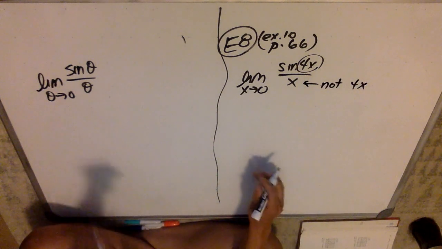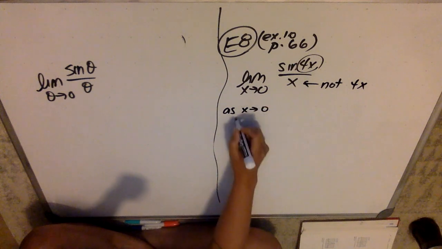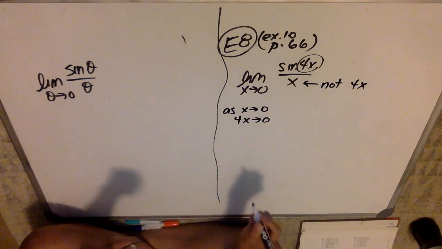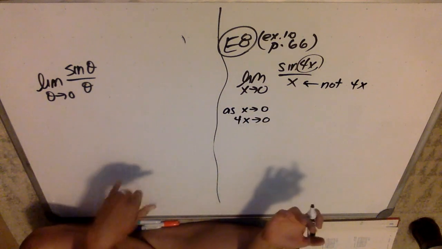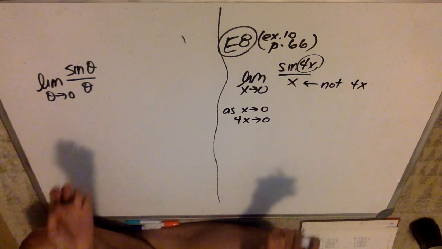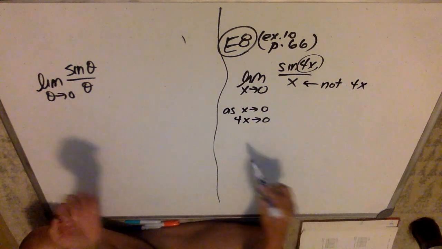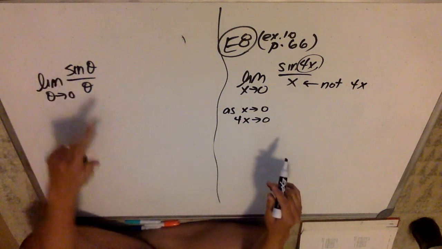But here's what I do know. I do know that as x approaches 0, 4x also has to approach 0, right? Because if your number is approaching 0, multiplying that number by 4 also makes it approach 0, right? So I know that if I were able to make the bottom a 4x, I could fit this pattern, where I have sine of something over that same thing.